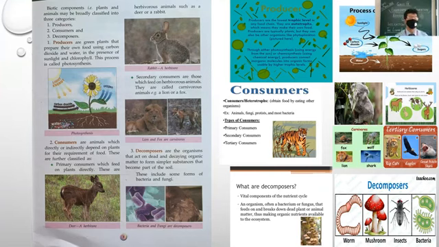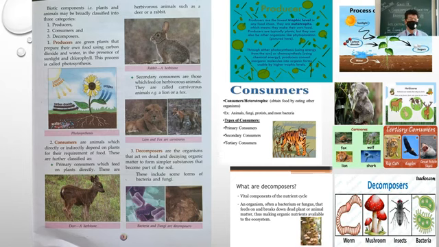Now the first one, producers. Who are the producers? Producers are green plants that prepare their own food using carbon dioxide and water in the presence of sunlight and chlorophyll. This process is called photosynthesis.